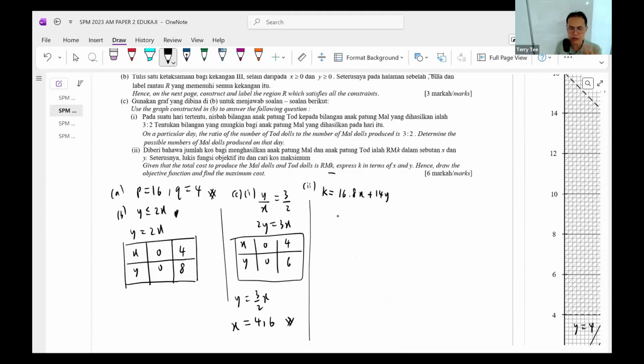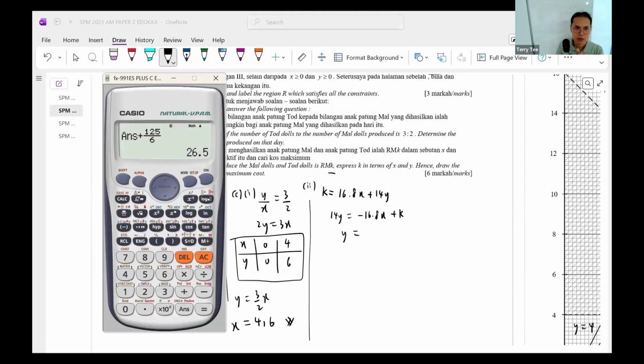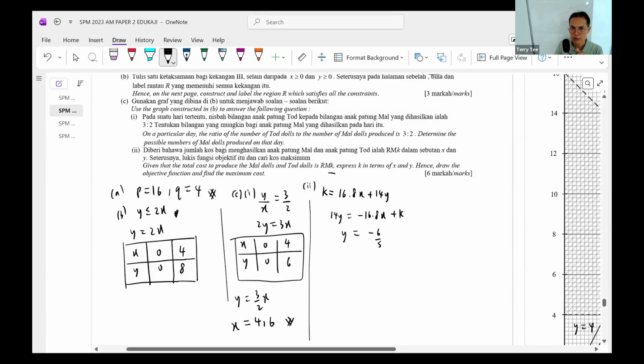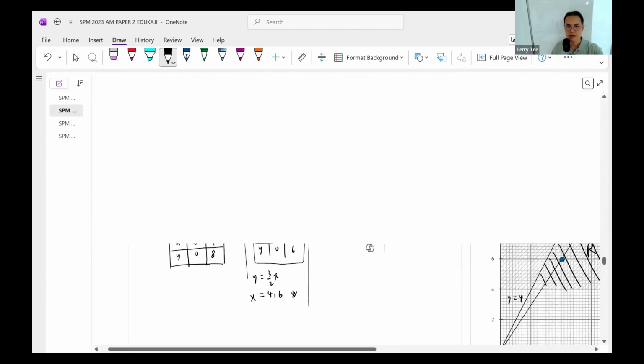Remember, to draw the objective function, we change to y equals mx plus c. Bring it over, 14y equals negative 16.8x plus K. You divide by 14. 16.8 divided by 14 is not a nice number, it is 6 over 5. So y equals negative 6 over 5 x plus K over 14. We're going to draw a slanting line with a gradient of 6 over 5.